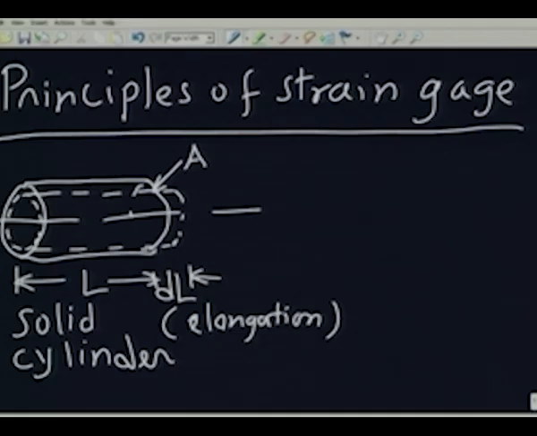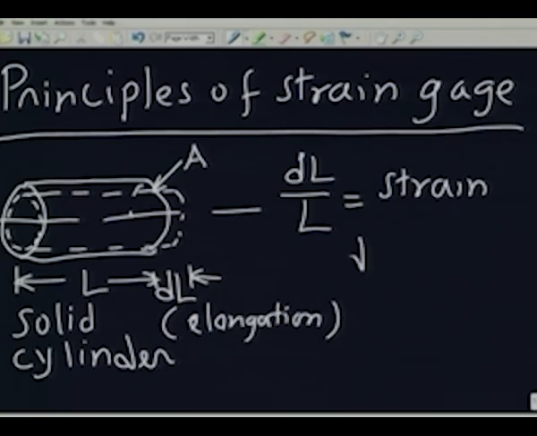So, dl by L is the strain in the length direction, and let us say dA by A is the change in the area per unit area in the normal direction. Okay. So, this dA by A is nothing but the strain due to the strain in the perpendicular direction, perpendicular to the direction of the longitudinal strain, there will be a change in area. This is in the perpendicular direction.